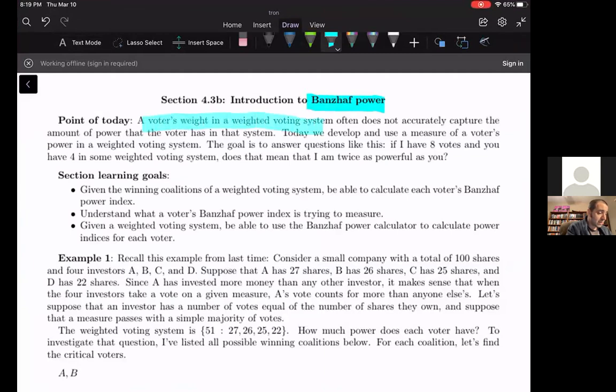A voter's weight in a weighted voting system might not actually tell you how much influence they have or how powerful they are. So today we're going to develop and use a measure of power in a weighted voting system that can cut through the weights and tell you how much influence somebody has. In particular, we want to answer questions like this. If I have 8 votes and you have 4, then I have double the number of votes as you. Does that mean I have double the power? So if I have twice as much weight as you, am I twice as powerful? Is there a way that we can measure power?